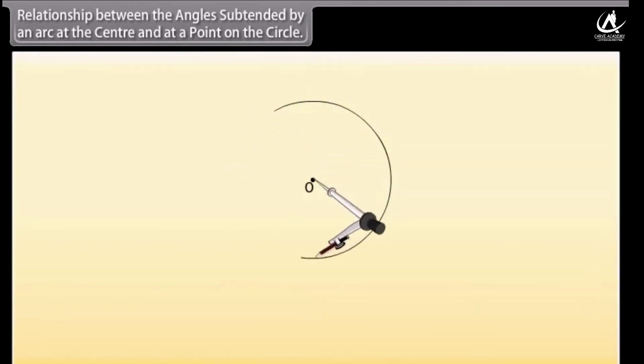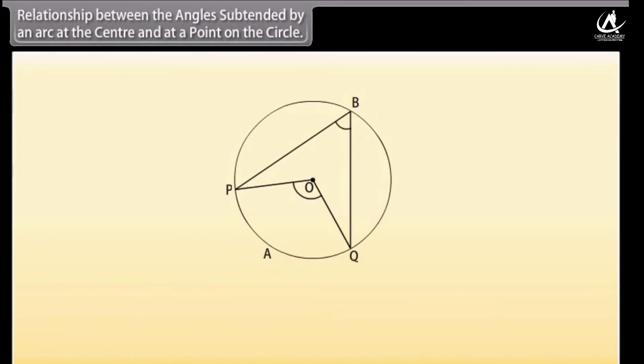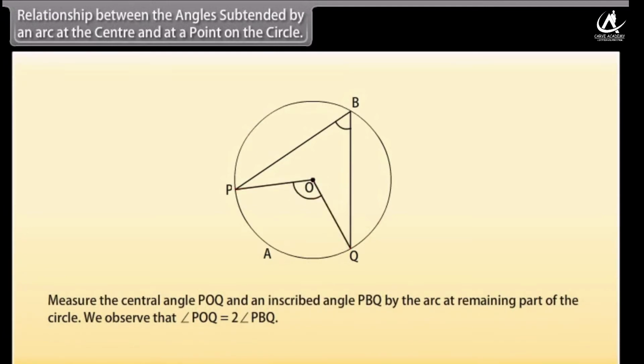Relationship between the angles subtended by an arc at the center and at a point on the circle. Draw a circle with center O. Let PAQ be an arc and B be any point on the circle. If we measure the center angle POQ and an inscribed angle PBQ by the arc at the remaining part of the circle, we observe that angle POQ is equal to 2 into angle PBQ. This activity gives us a theorem.